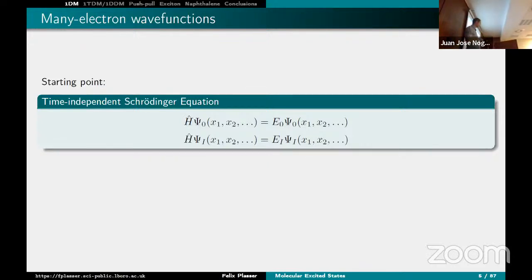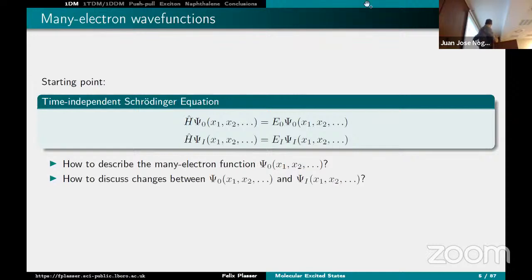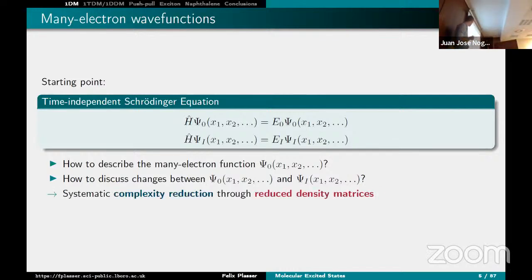So what we're doing is, of course, we want to apply the Hamiltonian operator to our wave function and get the same wave function again, multiplied by a number. We do this for different solutions, so we get all the different excited states. And now the point to realize for this lecture is that these wave functions are very complicated objects. You have all the different electrons swirling around in arbitrary ways. So then the question is, how can we talk about this, and how can we describe changes between two different many-electron functions?